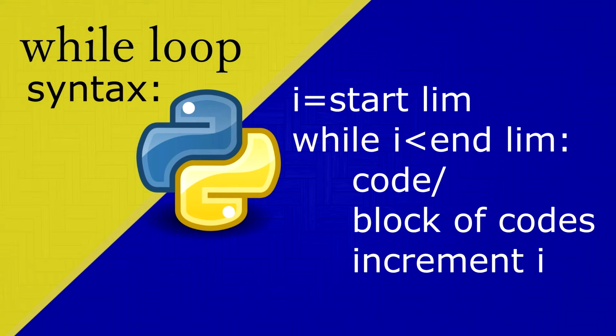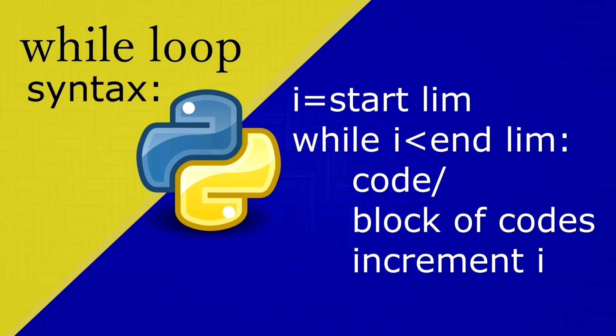First make a variable with a starting limit like 0 or 1. Then after that we have to write the condition with while, that is the condition up to which you want the loop to run. Then in the next line with indentation you have to write those code or block of codes, and then in the next line with the same indentation you have to increment the value of the variable you have made, like i equals i plus 1 or i equals i minus 1 based upon your condition.